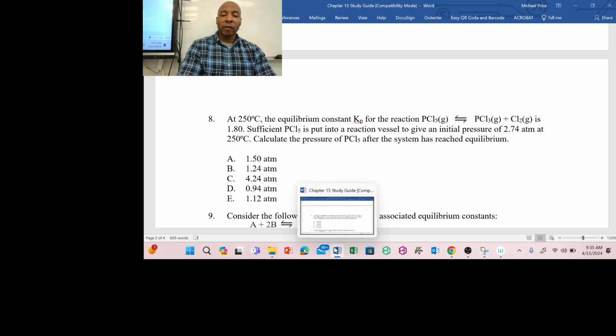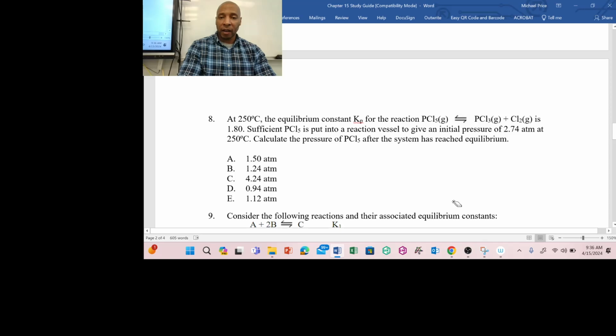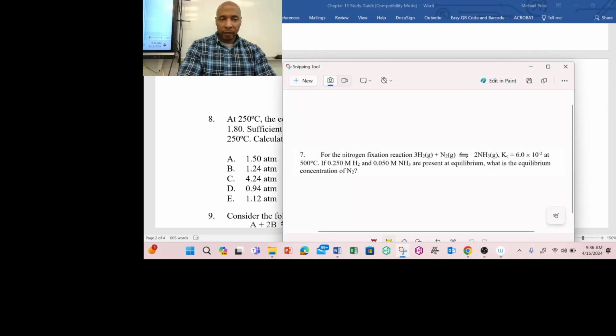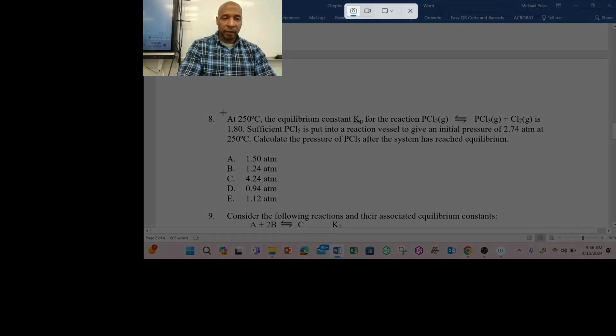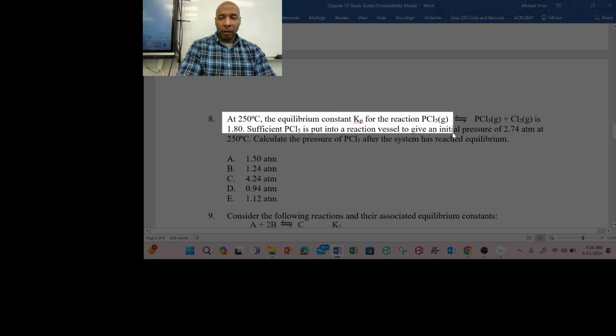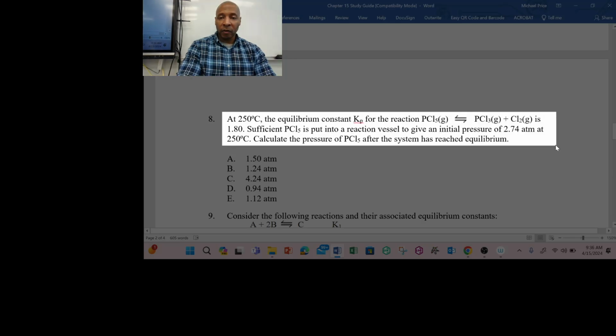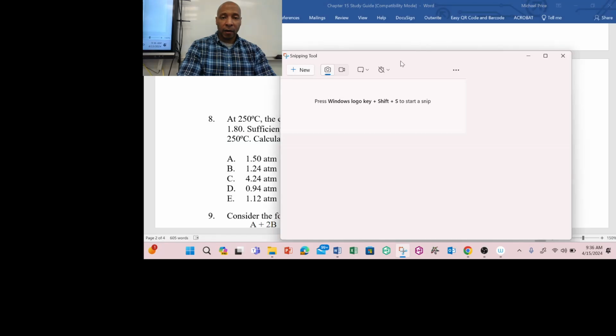So this is probably one of the easier ICE chart problems because I don't think we have to use the quadratic, or do we? I don't know. Let me see. We about to find out. Okay, but notice that the stoichiometric coefficients are 1, right?